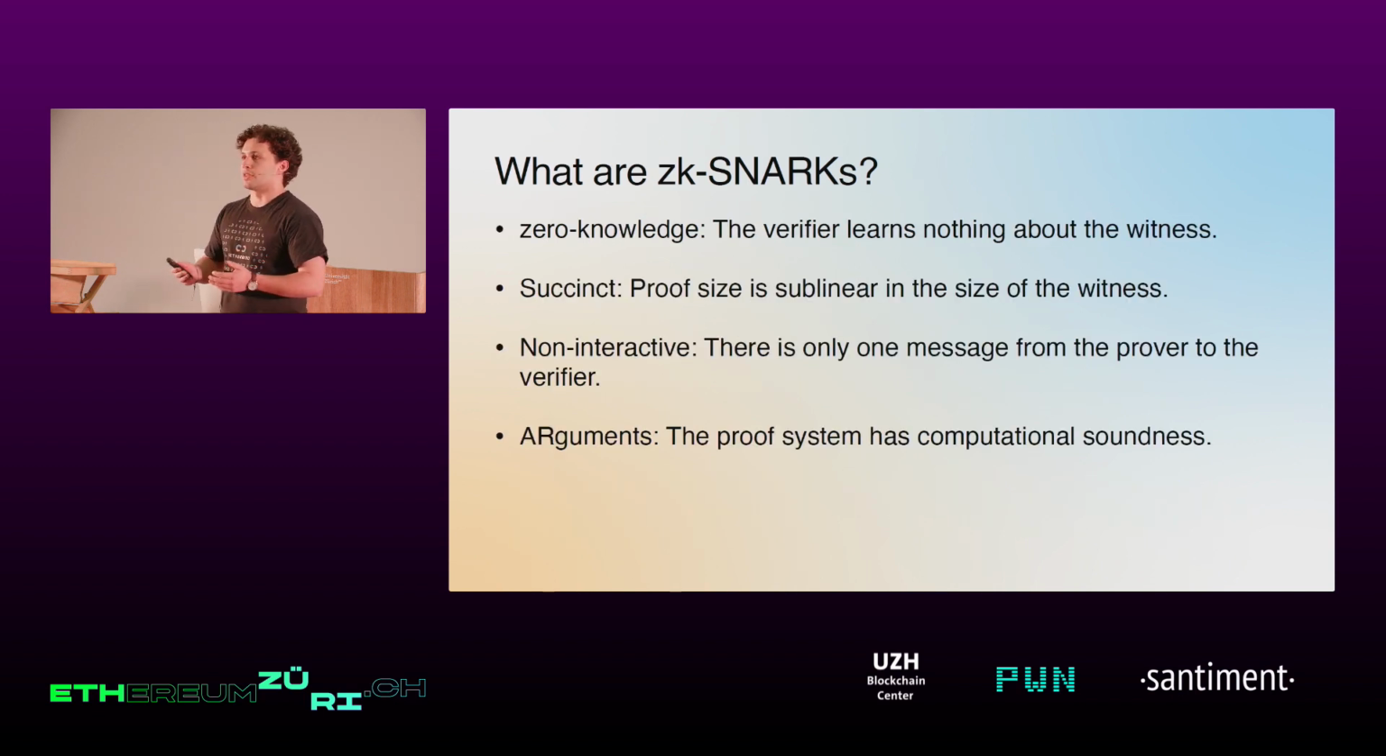ZK is zero knowledge. Essentially, very informally, what that says is that when the prover gives its proof to the verifier that it knows this witness, the verifier learns nothing except for the fact that the prover knows that witness. The S stands for succinct, which very simply says that the proof is short. Formally, the proof should be sublinear in the size of the witness.